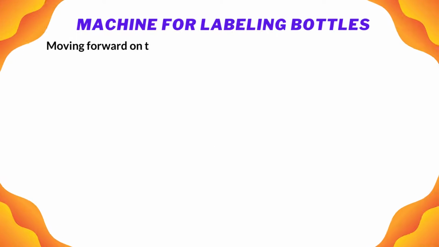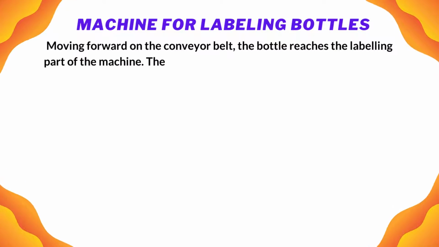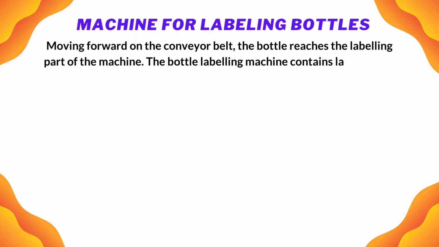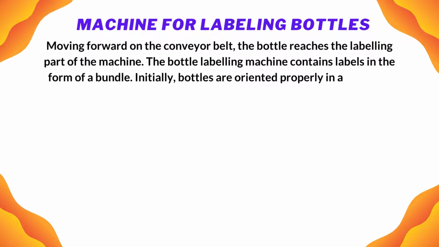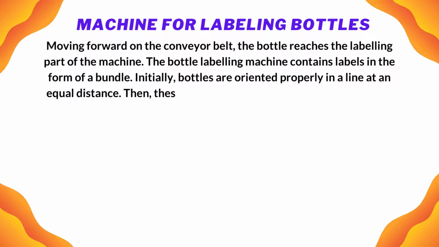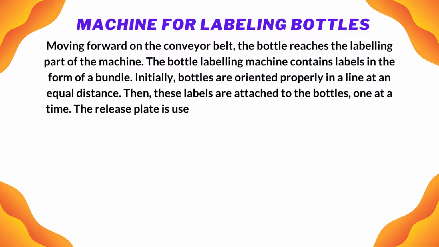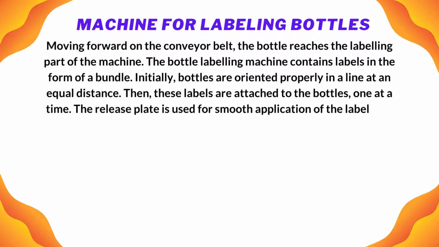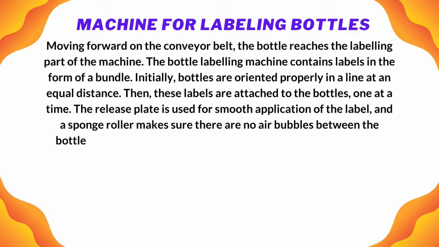Machine for labeling bottles. Moving forward on the conveyor belt, the bottle reaches the labeling part of the machine. The bottle labeling machine contains labels in the form of a bundle. Initially, bottles are oriented properly in a line at an equal distance. Then, these labels are attached to the bottles, one at a time. The release plate is used for smooth application of the label, and a sponge roller makes sure there are no air bubbles between the bottle surface and the label.